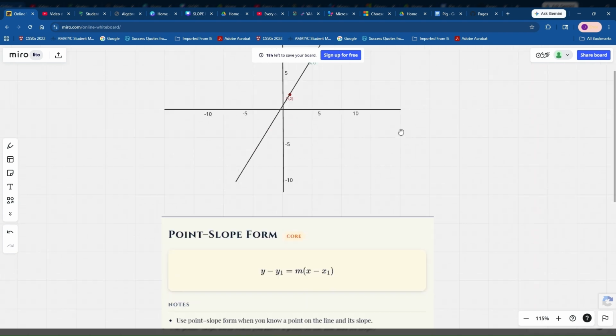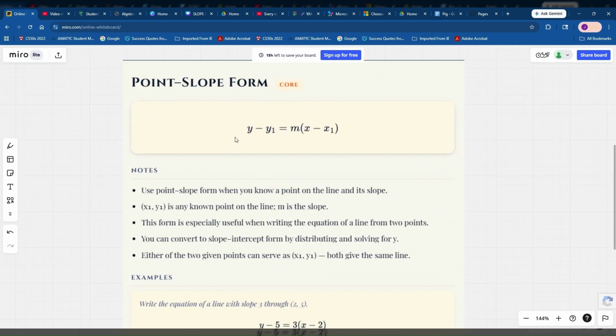So we can go to this formula right here, y minus y1 equals m times x minus x1. And we're going to use this whenever we know a point on the line and its slope. And sometimes we can get that slope if they give us 2 points. x1, y1 is any known point, and m is the slope. The form is especially useful when we're writing an equation of a line from 2 points.